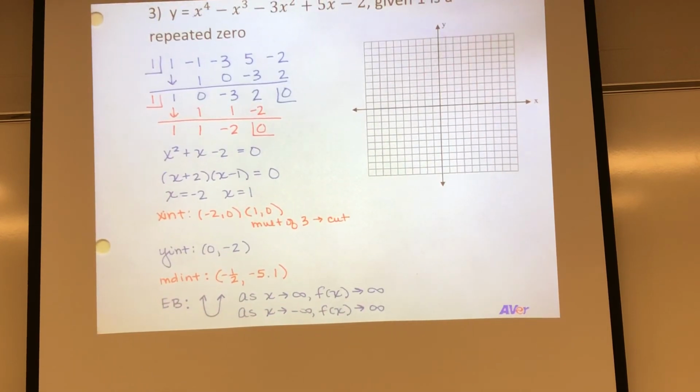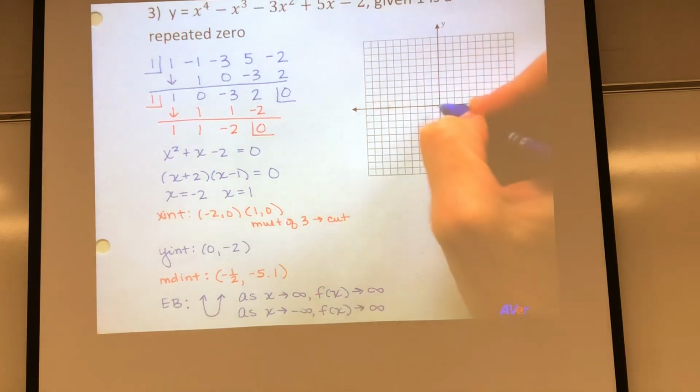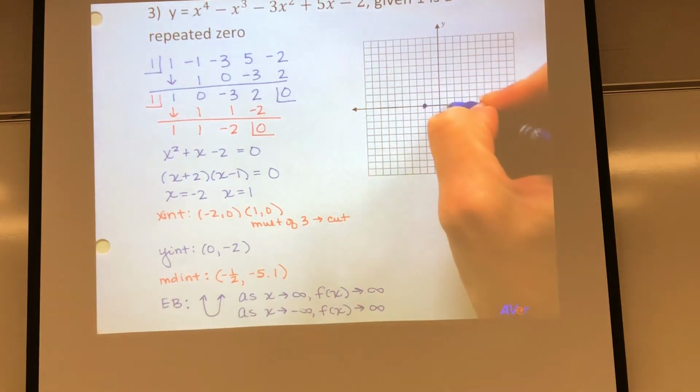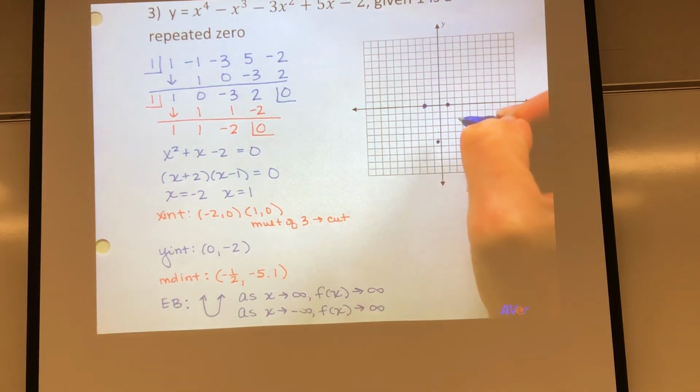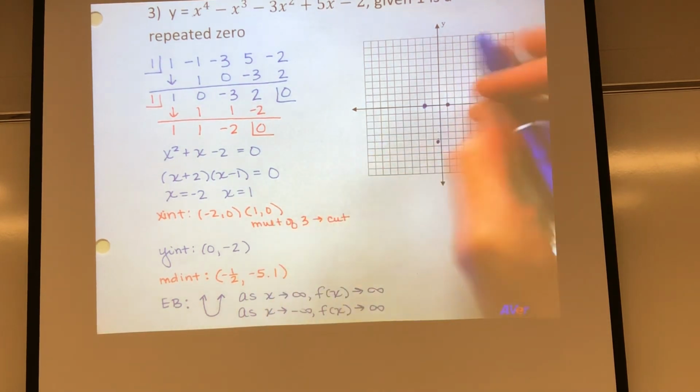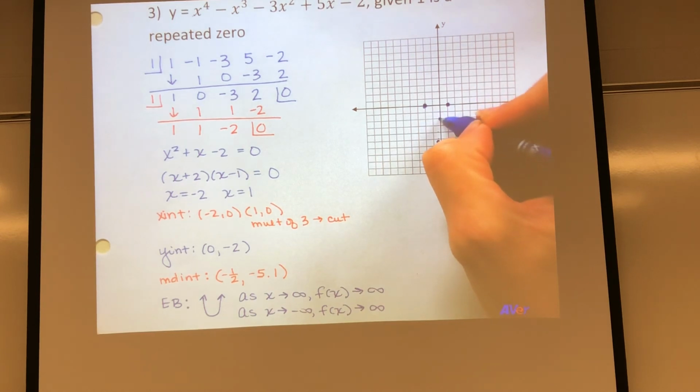All right, let's put this information on a graph. We have -2, 0 and 1, 0. And then -1/2, -5.1. Oh, and I forgot the y-intercept, 0, -2.